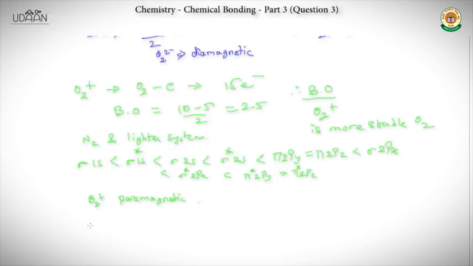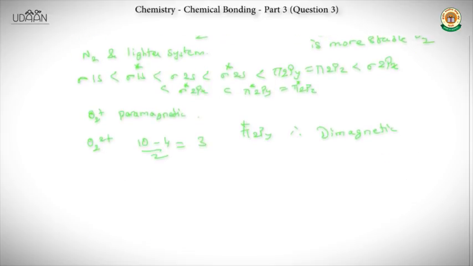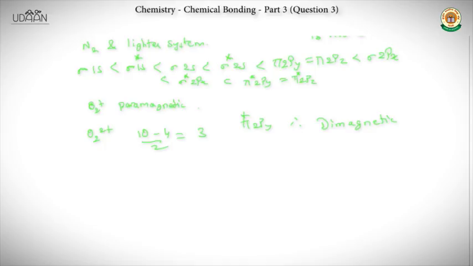So let's quickly try and solve it for O2 2 plus. For O2 2 plus, the bond order is (10 minus 4) by 2, which is 3. And as we know, we have removed the last electron from pi star 2py. Therefore, it has become diamagnetic, because we don't have any unpaired electrons left. So O2 2 plus is diamagnetic in nature, has a stronger bond, and has a higher bond order than O2 plus, O2, O2 minus and O2 2 minus.